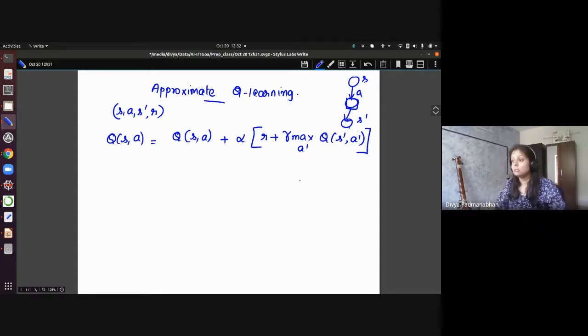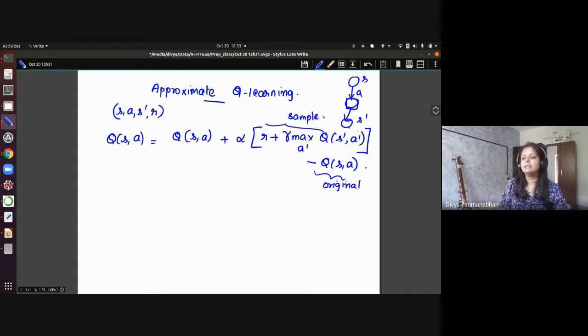Was this right? Or this has a difference term also, right? So minus Q(S, A) also. So alpha times R plus gamma times this max term minus Q(S, A). This is the original estimate, and this is your new sample. So this is what you did in Q learning.